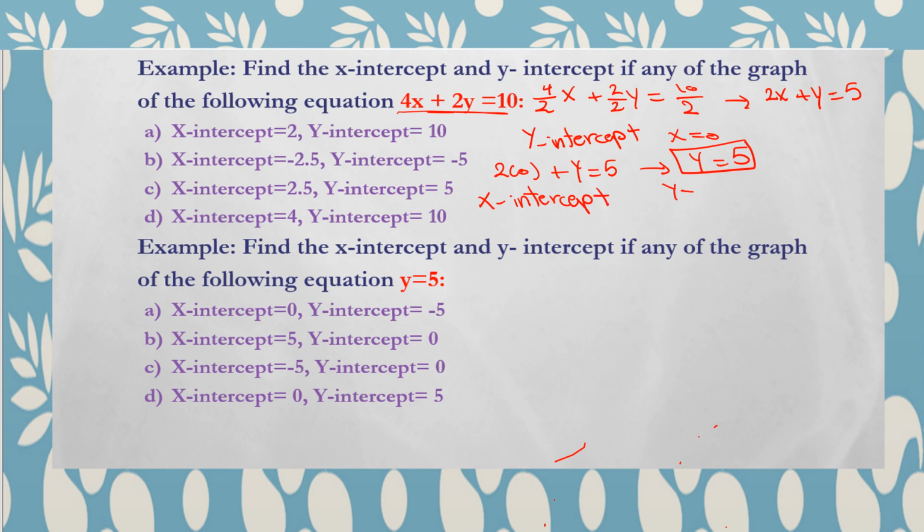we set y equals 0. So 2x plus 0 equals 5. Then 2x equals 5, and the x-intercept equals 5 over 2, which equals 2.5. So the correct answer is C.